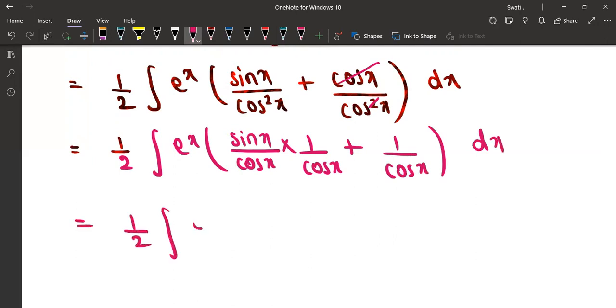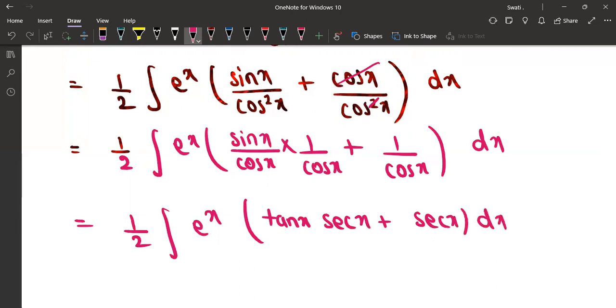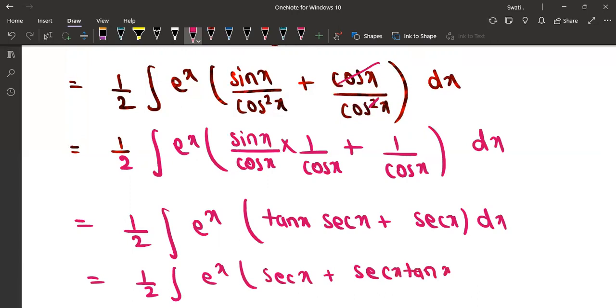Now this will become 1 upon 2 integration e raised to x. We know the formula of sine theta upon cos theta. Very famous formula, sine theta upon cos theta is tan theta. So I'm directly using the formula. You make sure you write down the formula on the other side. And 1 upon cos x formula is sec x, plus this is again sec x by formula, and then dx. Now I'm just going to rewrite this as integration e raised to x, and then this I'm writing as sec x plus this tan x into sec x, I'm writing as sec x into tan x, same thing, and then dx.